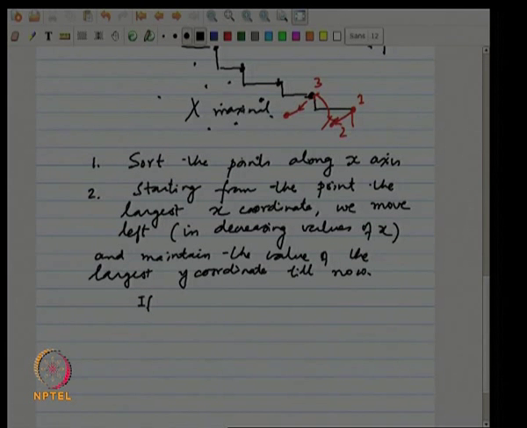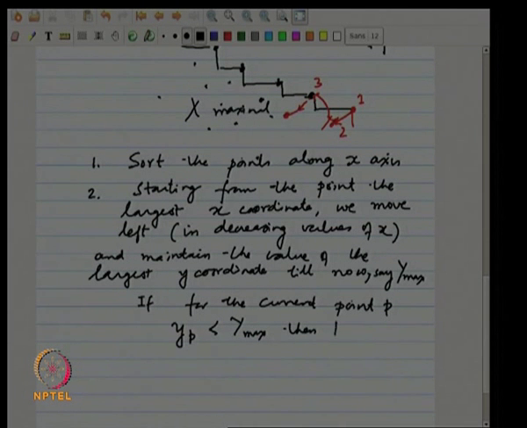So let's call it y max. If, for the current point P, y of P is less than y max, then P is not maximal, else P is maximal. That's all.